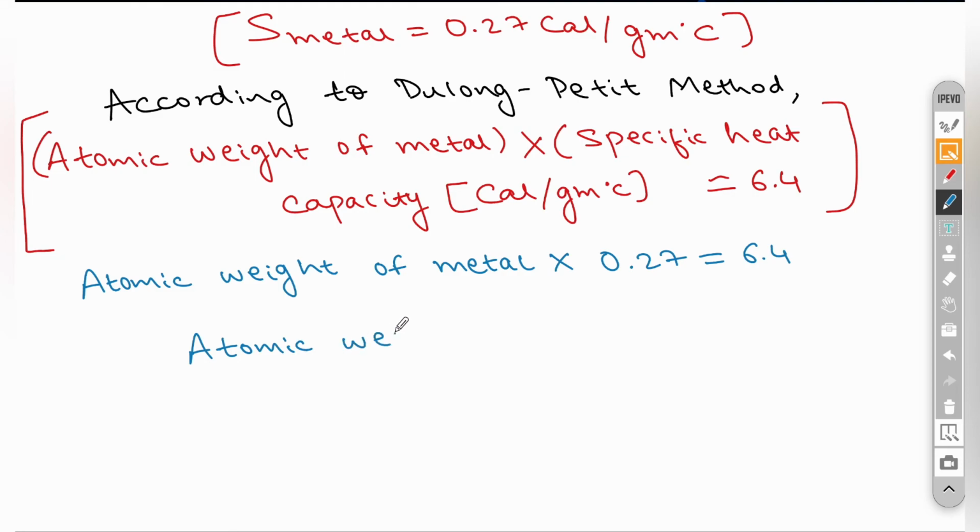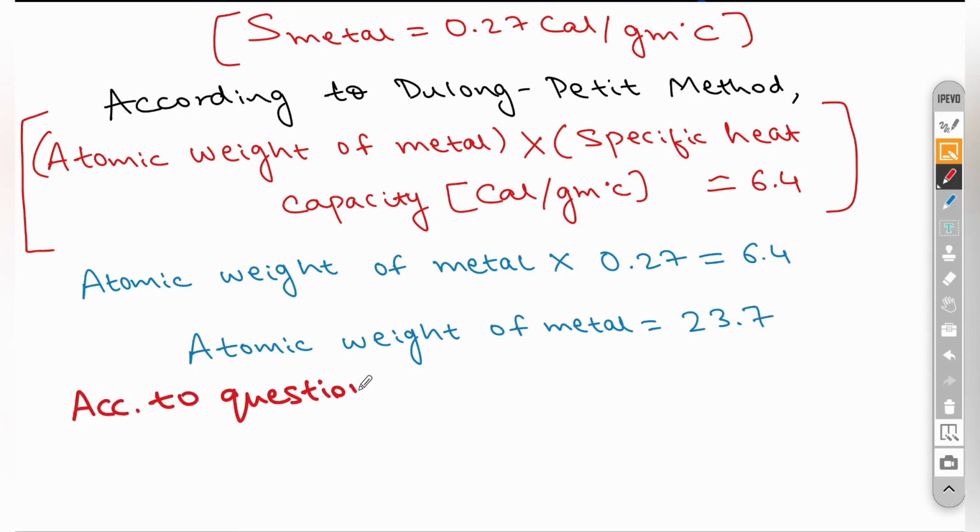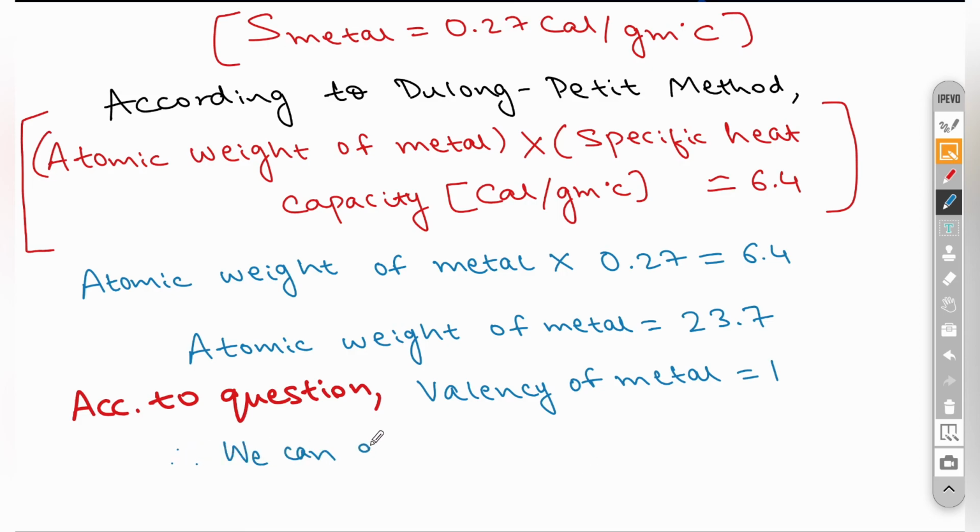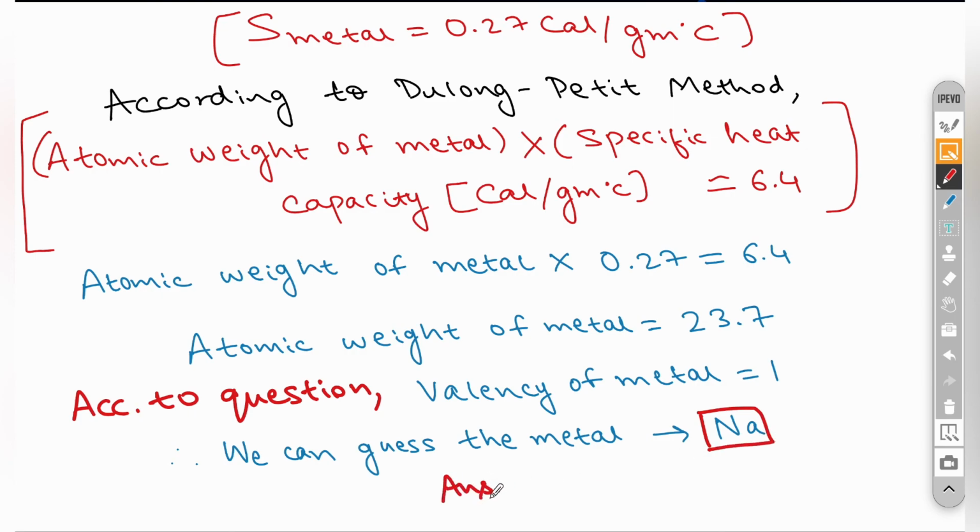So atomic weight of metal will come out to be 23.7. This is nearly 23.7. According to the question, valency of metal is equal to 1. This is given in the question. Now therefore we can guess the metal. It will be Na, sodium, because its atomic weight is nearly 23.7 and valency is 1. So answer will be sodium. Hope you all understand this.